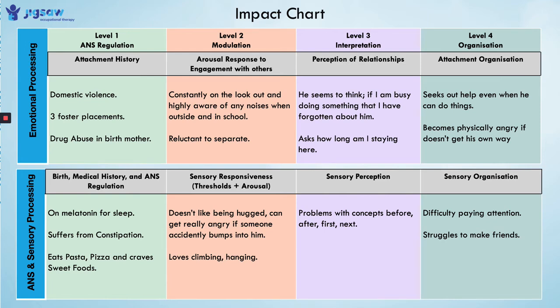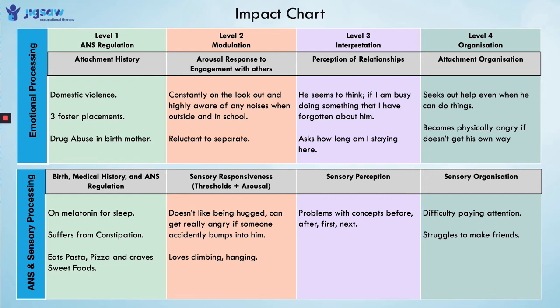Now, we're staying within level 2 and moving down into the autonomic nervous system and sensory processing and what this could look like. So perhaps if the child experienced domestic violence in the womb, they may have physically felt the sensation as well as the emotional stress from the birth mother. This may now present itself as your child avoiding touch, getting angry if someone accidentally bumps into them. This is likely to be particularly evident when touch is not on their terms or it's unexpected.